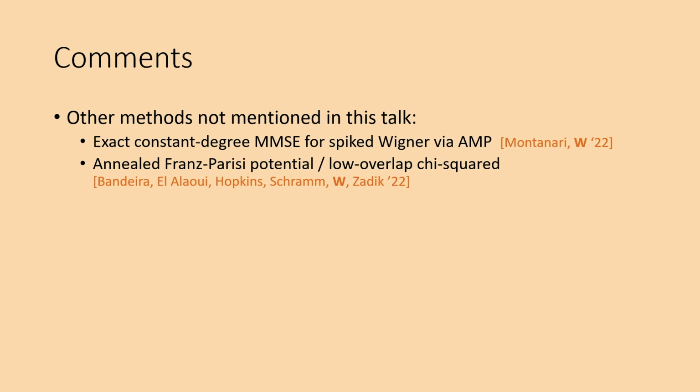There's also some work with some people in the room where you can connect this low degree chi-squared or low degree likelihood ratio to other objects that, if you're a statistical physicist, you might think of as some kind of annealed Franz-Parisi potential, or if you're a statistician, you might think of as a classical chi-squared calculation, but where you only have to look at terms where the two replicas have low overlap, if this means anything.